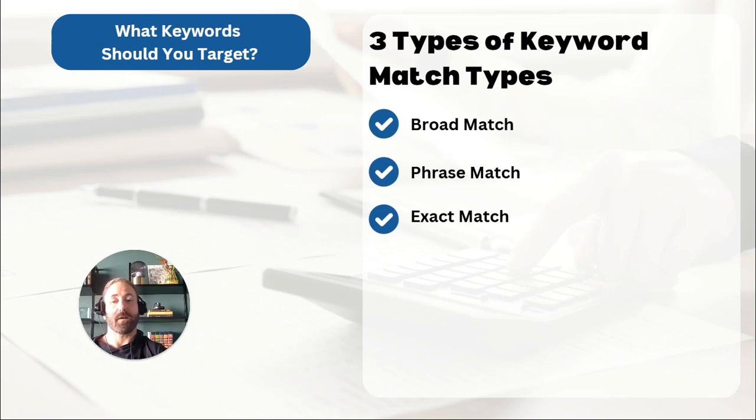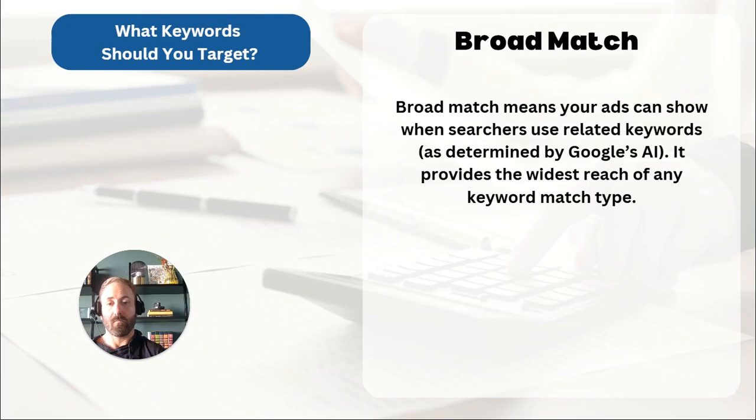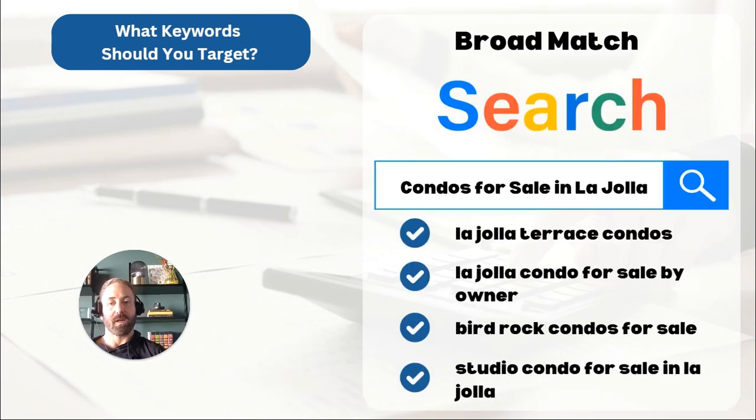Now, once you decide what type of keywords to go after, then you have to decide with Google if you're going to do broad match, phrase match, or exact match. Now, broad match means that your ads can show when searches use related keywords determined by Google's AI. So it provides the widest reach of any keyword match type. It's not something that I recommend unless you have a broad subject that you're going after. For our case, in the example that I'm going to give you today, we would not use broad match.